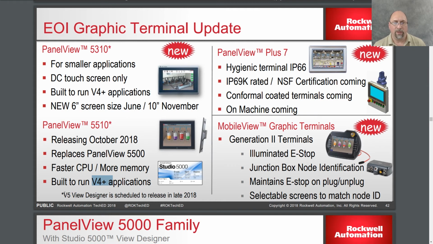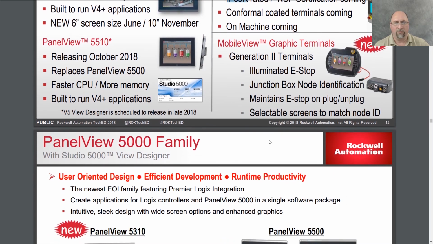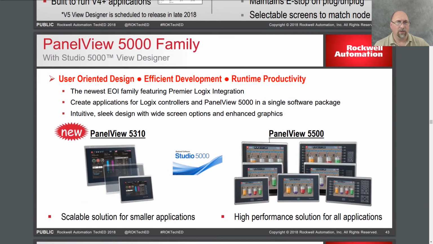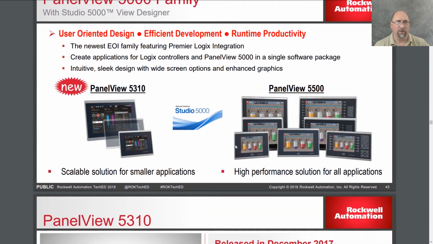And then the new V5 won't use the old hardware. So they're just going to assume if you're doing V5 and better, that you'll be on the new hardware. So my PanelView 5500 will no longer be able to run V5 applications once V5 comes out. In any case, I like seeing the IP69K rating on the PanelView Plus 7. That's great. And mobile view, I don't know if people are using those, but they're available. So here you can see all the information on this.